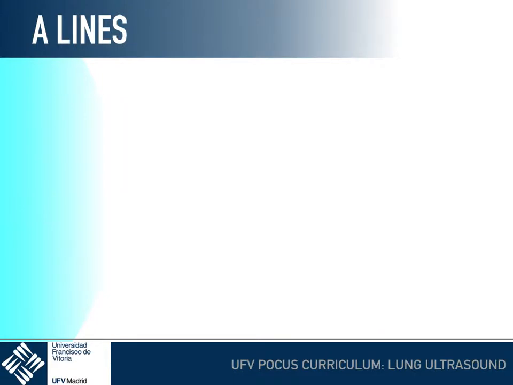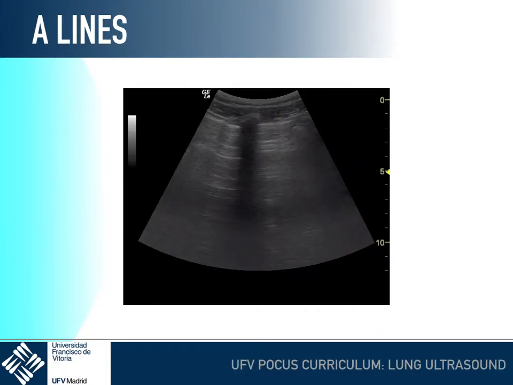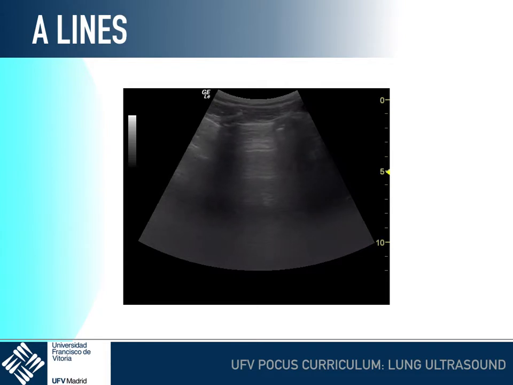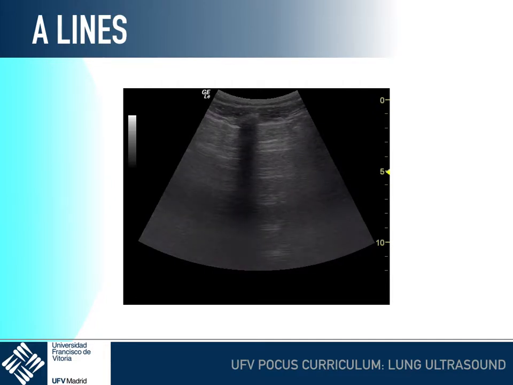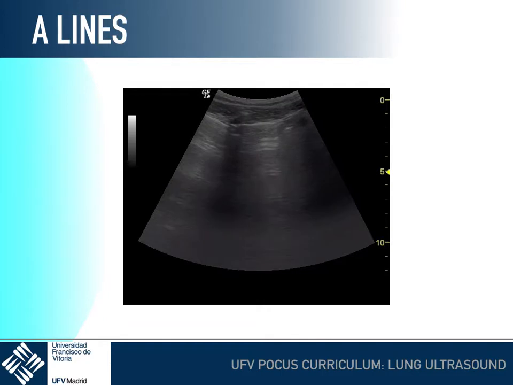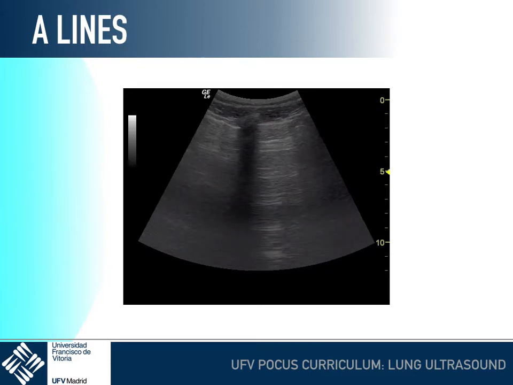The basic artifacts. Basic one, number one, is the A line. We see the bat sign here with a curvilinear probe. We see the pleural line, and there's a reverberation. There's a multiplication of the pleural line towards the deeper part of the screen. Horizontal lines and the multiplication of it.